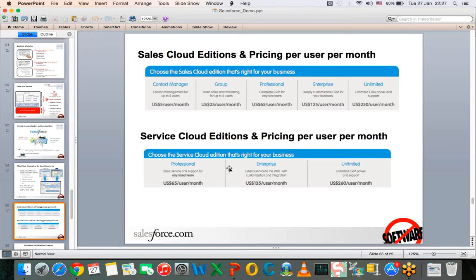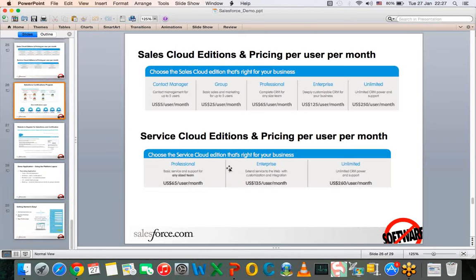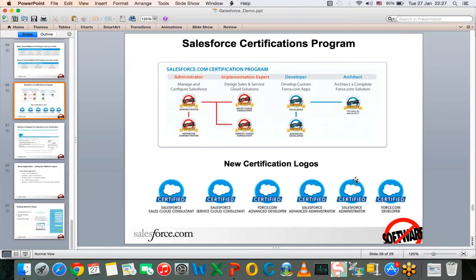Some differences are there. Going on to the certifications, these are the different certifications available currently. As an administrator, you have administrator as well as advanced administrator. Similarly for implementation, you have consultant, Sales Cloud consultant and Service Cloud consultant, which are related to administrator as well. Once the administrator certification is done, you can go for Sales Cloud as well as Service Cloud.